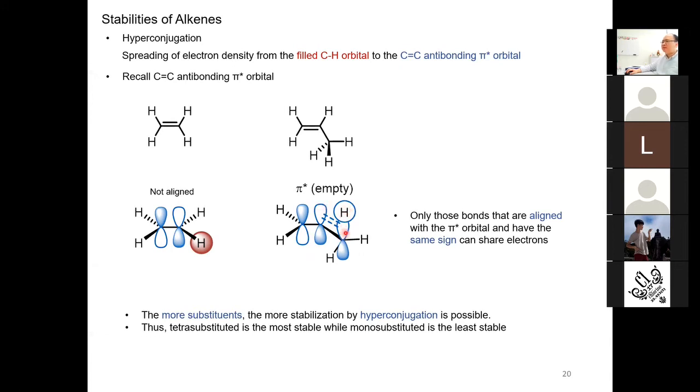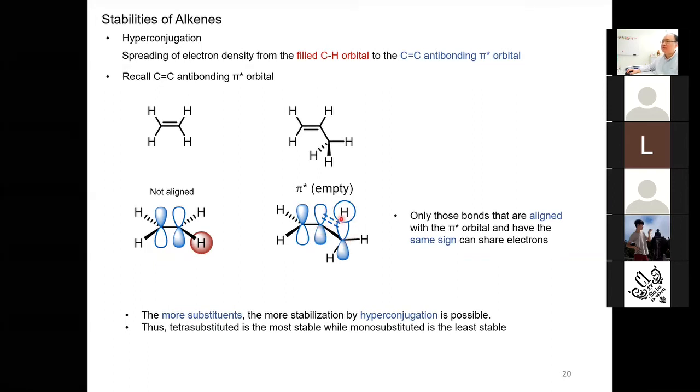The electrons are telling each other, we are so crowded here, and there is an empty amusement park there, so let's all go there. Basically, the empty anti-bonding pi orbital has some interaction with the sigma bond here, and the electron spreads from the filled sigma bond to the anti-bonding pi orbital. Pay attention that only those bonds that are aligned with the pi anti-bonding orbital and have the same sign can share the electrons.